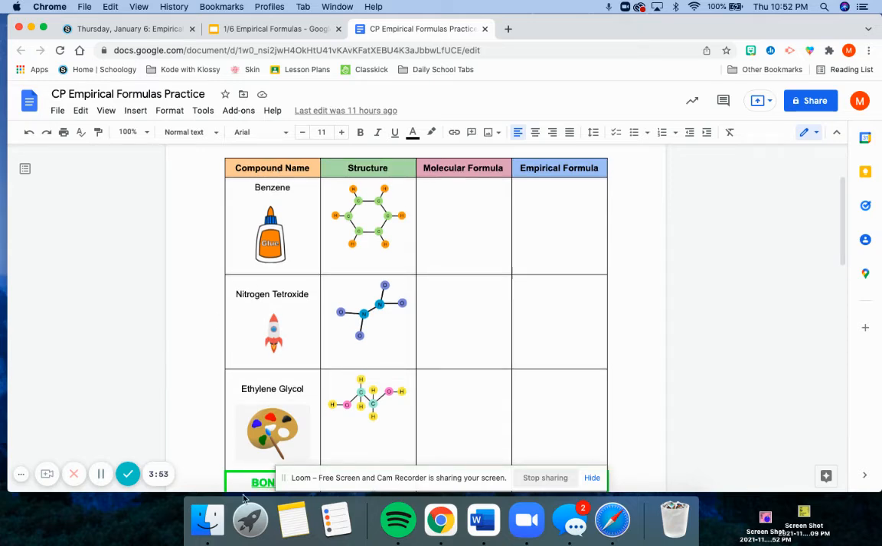For each of these compounds, you're going to take a look at the chemical structures, and then type out the molecular formulas. Convert that molecular formula to an empirical formula.